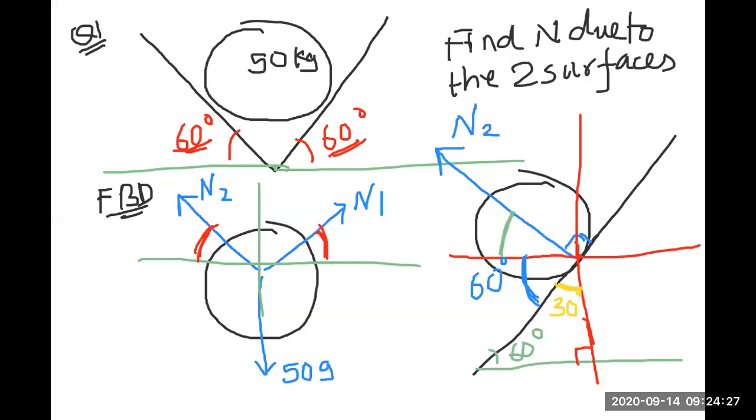Yeah. So this green angle should be equal to 30 degrees. And the reason why this green angle is 30 degrees is that we know that the angle between the normal reaction and the inclined plane is 90 degrees. Right? So if the angle between the incline and the red line is 60 degrees, then the angle between the red line and the normal reaction must be 30 degrees, right? Simple geometry.